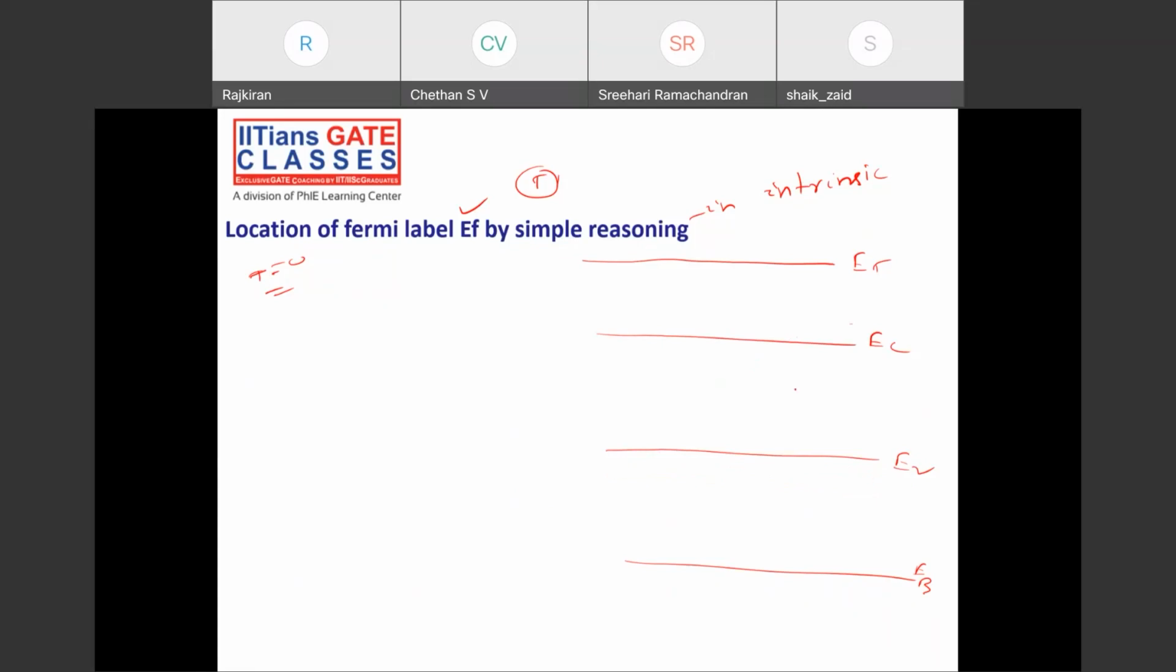So it should be in between Ec and Ev. Clear? If it were in Ec, there would be electrons at T equal to 0, which is not possible. If it were in the valence band, there would be holes at T equal to 0, which is not possible. So definitely it should be in between Ec and Ev. What I'm claiming is that it should be approximately at the middle of the energy gap.